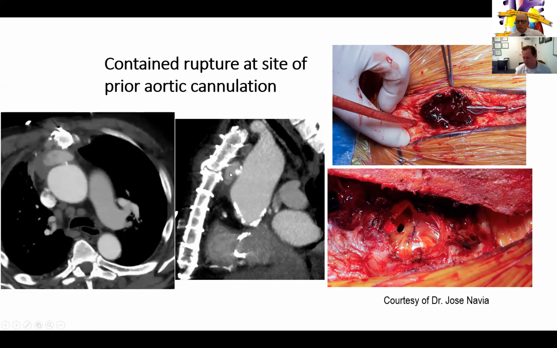And so this is just simply to show that there's really no way that you'd be able to see this with a transesophageal echo. So in particular, if you're worried about pathology involving the ascending aorta, such as patients who've had prior aortic graft replacement, CTA is very helpful. And this is courtesy of Dr. Jose Navia, showing that perforation at the site of prior aortic cannulation.